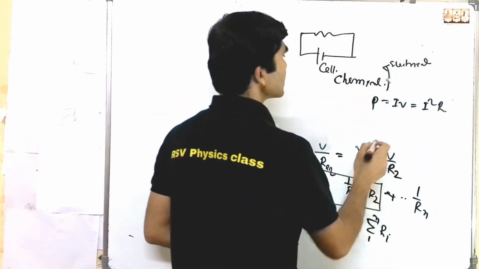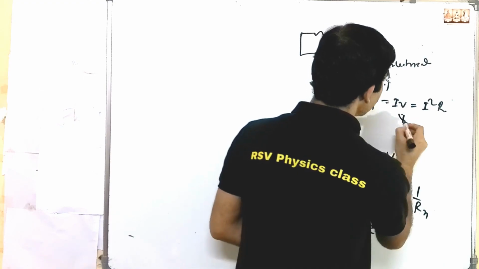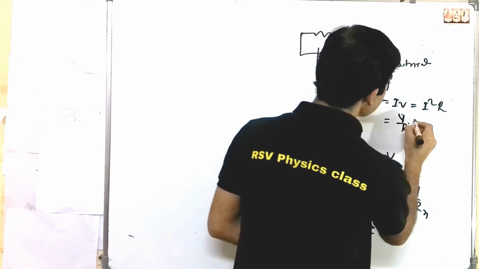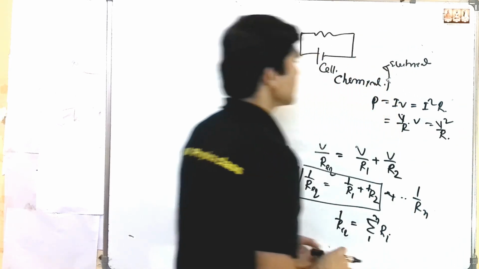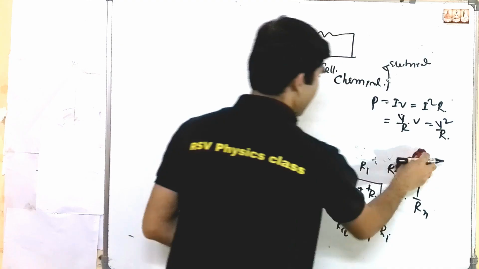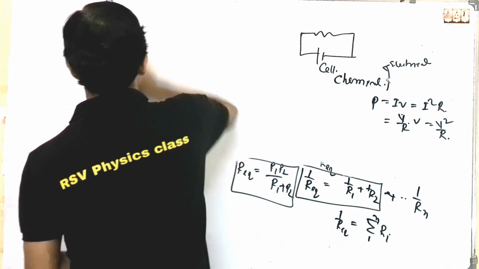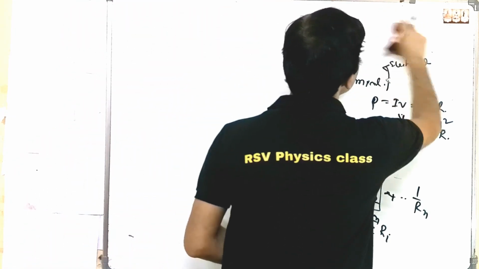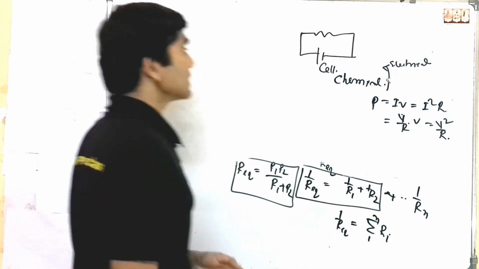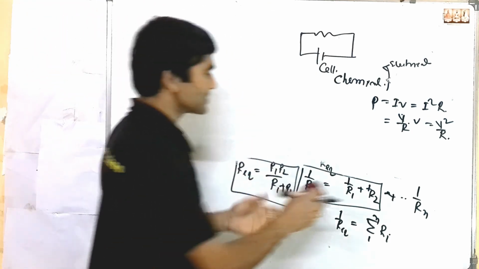Now in terms of you can write I is V over R, and what else can you write? This is V square over R. Okay. And per time it will be. Okay, so in this way.